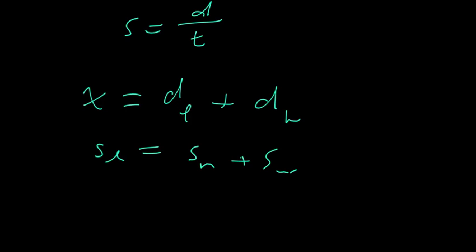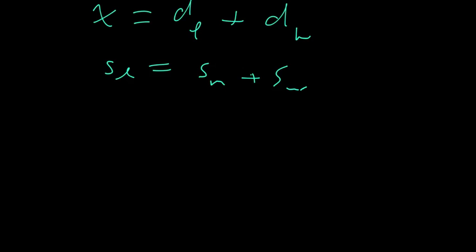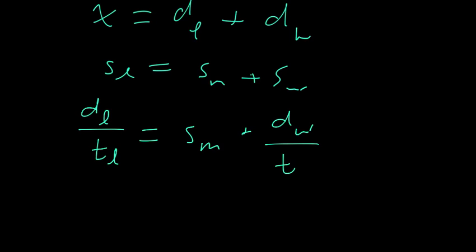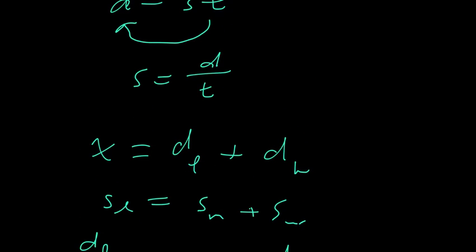Okay, so I'm going to actually rewrite the second equation now as the distance traveled on the level road over the time traveled on the level road is equal to s sub m plus the distance traveled on the winding road over the time traveled on the winding road. So I'm just plugging in this equation right here.